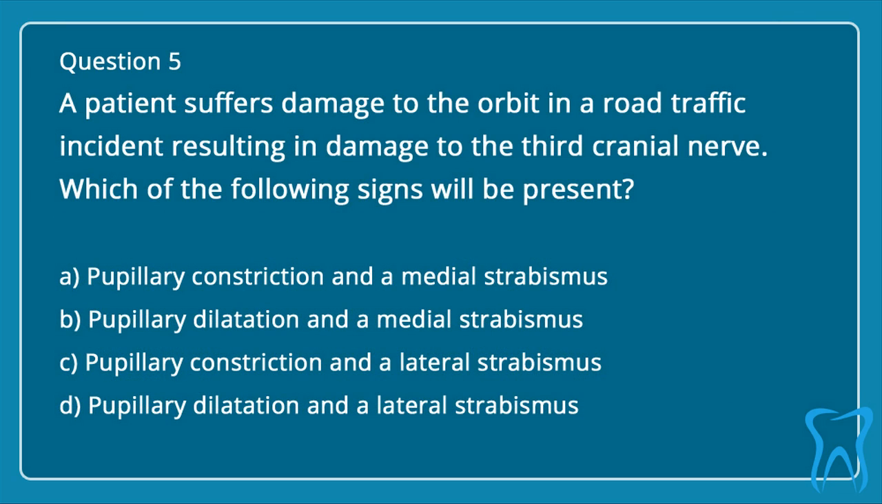Question 5. A patient suffers damage to the orbit in a road traffic incident resulting in damage to the third cranial nerve. Which of the following signs will be present? a. Pupillary constriction and a medial strabismus. b. Pupillary dilatation and a medial strabismus.